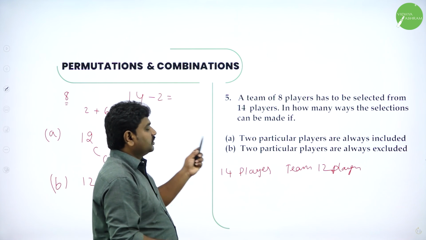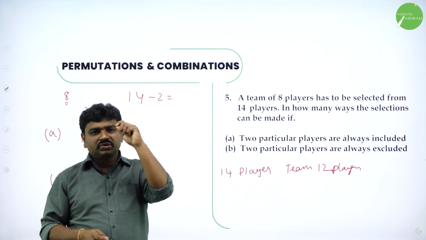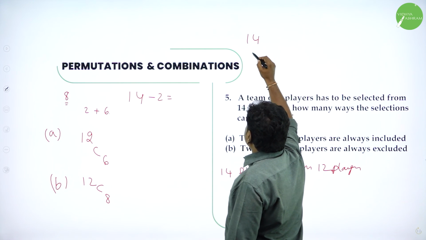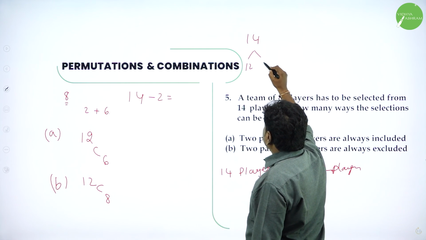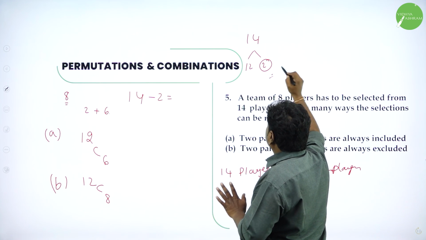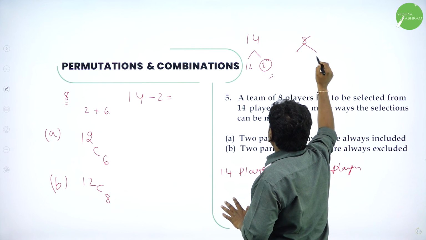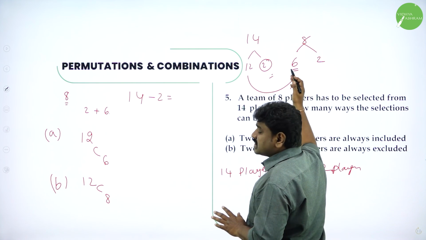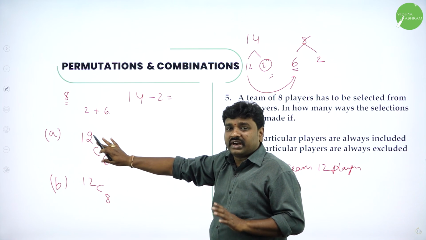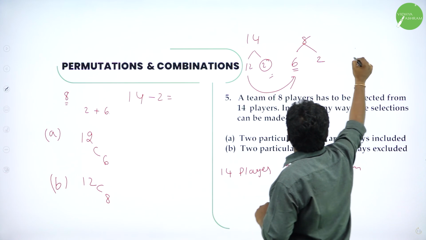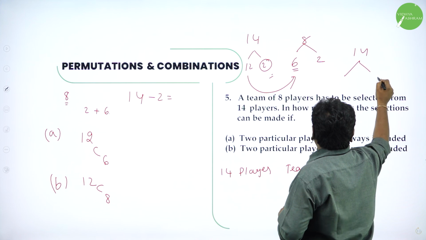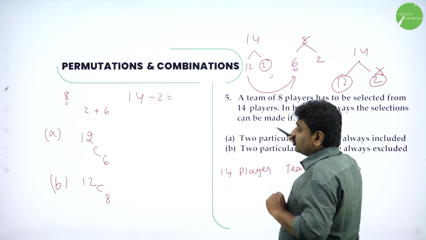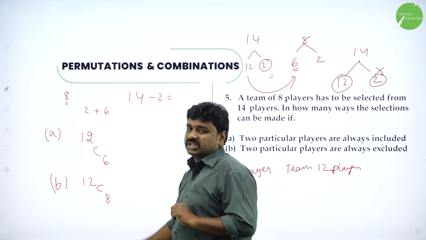The logic I wrote. So these are the questions. Selection or combination questions are always easy. 2 are always included means out of 14 students I have 12 students and 2 students who are always included. In a team of 8, 2 are already there. So the remaining 6 I should select from these 12. So in 12, 6 can be selected in 12C6. Excluded means in 14 people, I cannot include these 2 fellows. I have to include any 8 of the 12. Out of 12, 8 can be selected in 12C8.